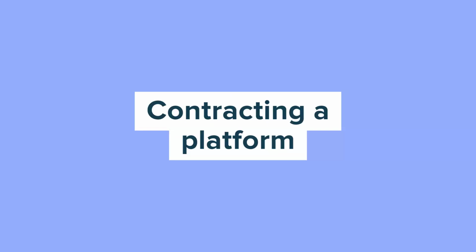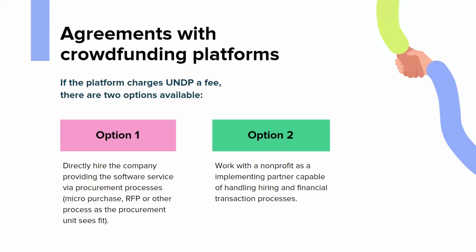Contracting a platform. When creating an agreement with a crowdfunding platform, you have to think about, first of all, if the platform is charging you a fee or not. If the platform is charging you a fee, basically you will need to hire the company that is providing this software service. And this will be via a procurement process, like a micro purchase, an RFP, or other type of procurement process that your procurement unit will identify.